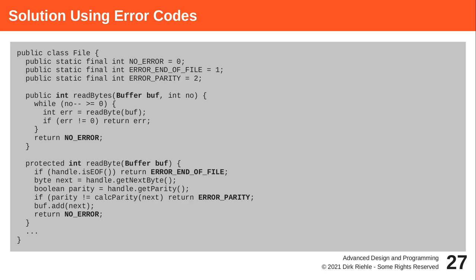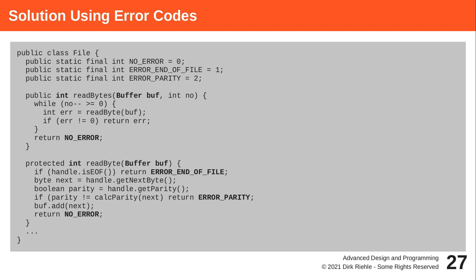So here's how it looks if you use error codes. There is no programming language feature, I'm assuming, which lets you separate normal from abnormal processing state. There's only one regular control flow. So you can see here how it's still object-oriented. There's a class file.